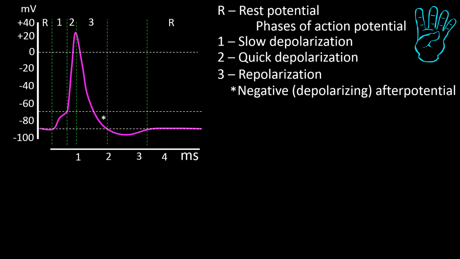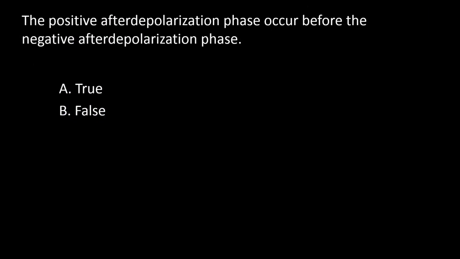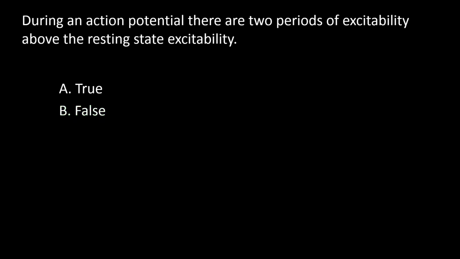The last phase, phase 4, is called the positive after potential. So the answer to this question is B. Next question. During an action potential, there are two periods of excitability above the resting state excitability. A true, B false.